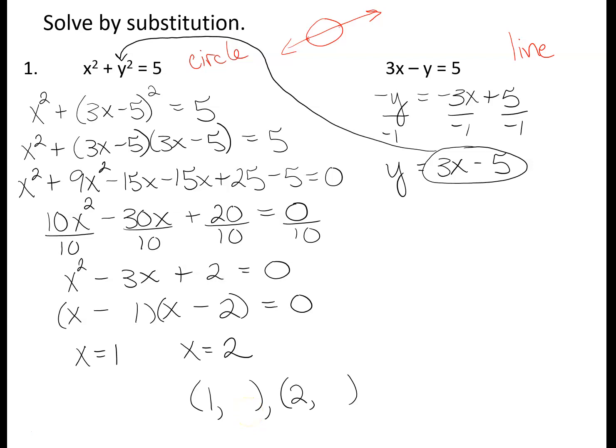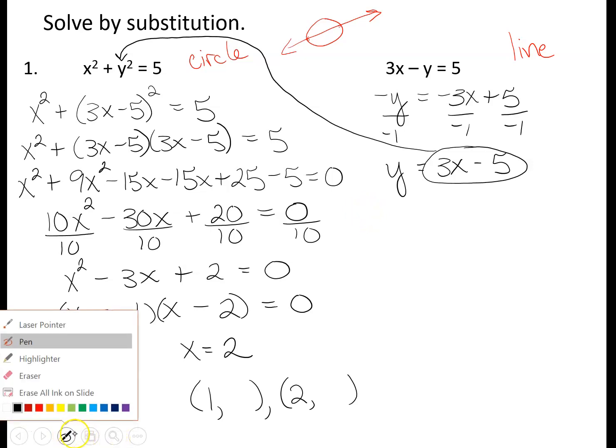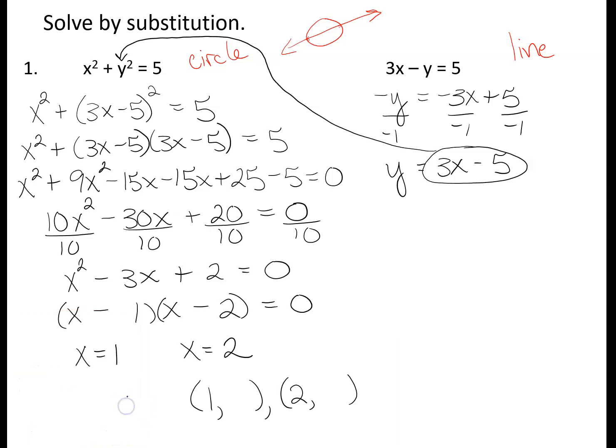And we do it one at a time. And let's go back to this equation that already has the y isolated. So I'm going to start with x equals 1. Maybe we'll put in a different color now since we'll go purple. So I've found that x equals 1, and I'm going to plug it in here. y would be 3 times 1 minus 5. So y is 3 minus 5, which is negative 2. So that's going to go here. When x is 1, y is negative 2.